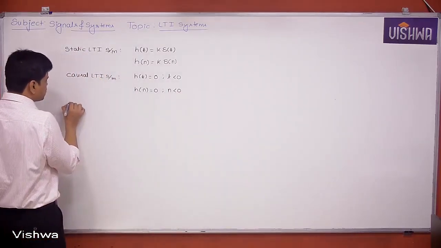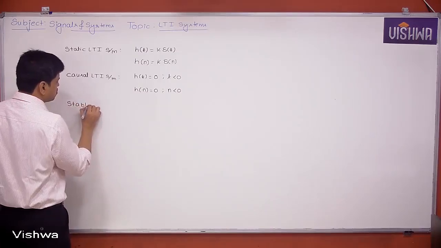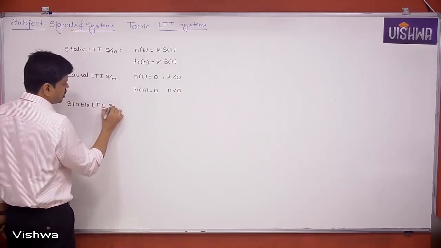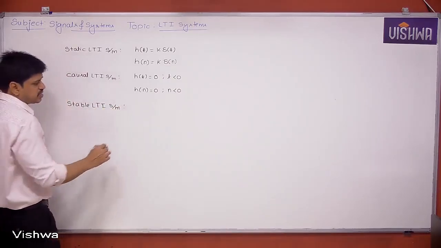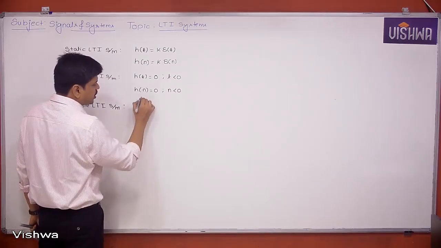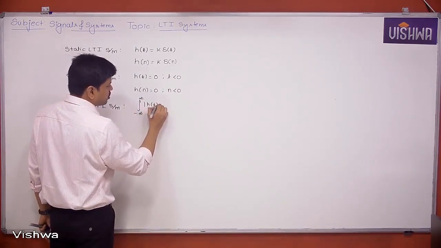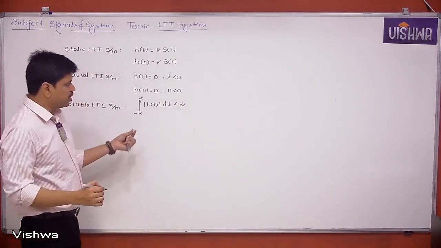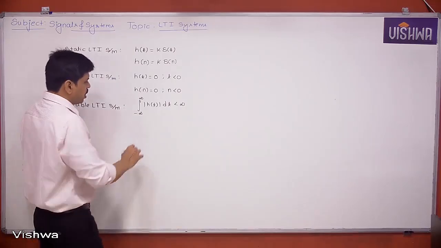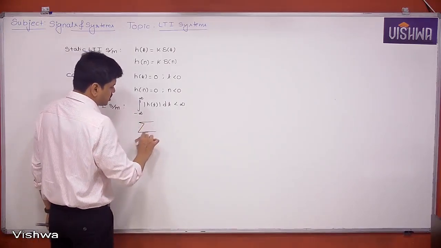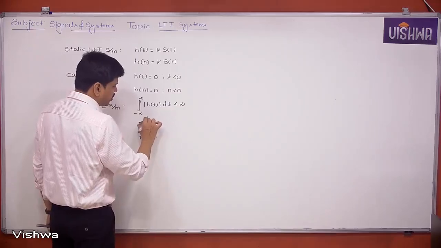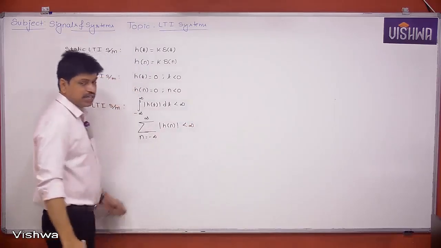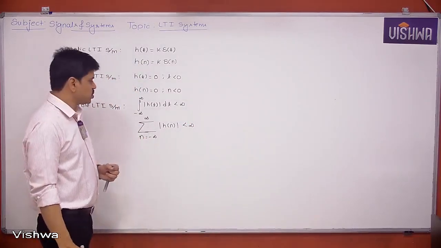Next, suppose if it is a stable LTI system, then the condition is integral minus infinity to infinity mod h of t dt is less than infinity. That means h of t must be absolutely integrable, and for the discrete time case, summation n is equal to minus infinity to infinity mod h of n less than infinity. That means h of n must be absolutely summable. So these are the two conditions.